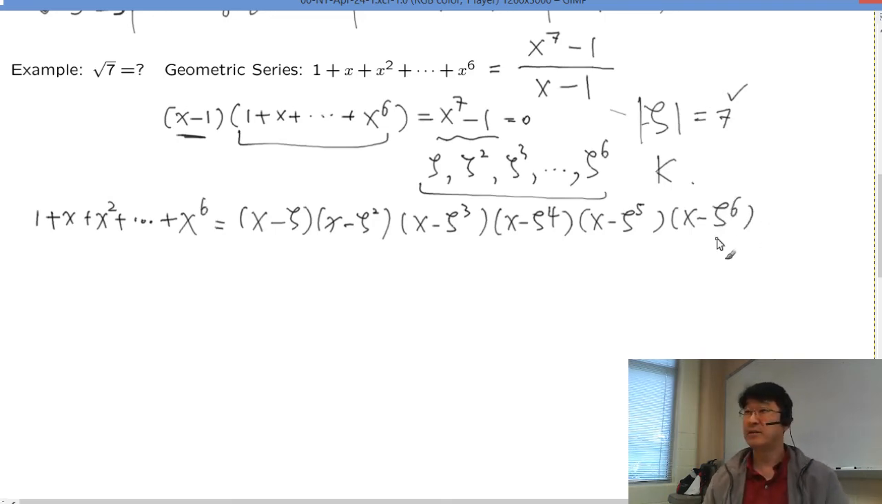Do you believe that? I have just argued that these are all the zeros of this polynomial, right? It should be all appearing here if there's no other possibility.